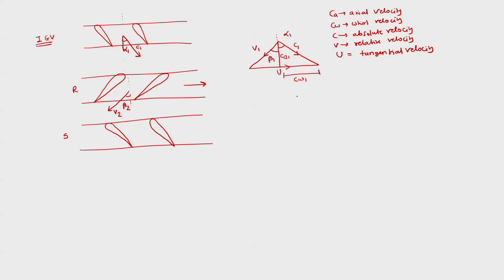Then while coming out, we know that it would come out, but we are at the same height since we are considering the same plane. So our U velocity is the same, but it would approach with velocity V2 like this. So we had V2 here, and now V2 is at angle beta 2, and then this V2 leads to this C2 in the outlet.